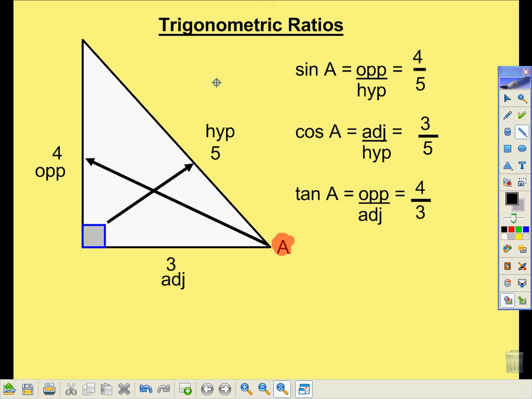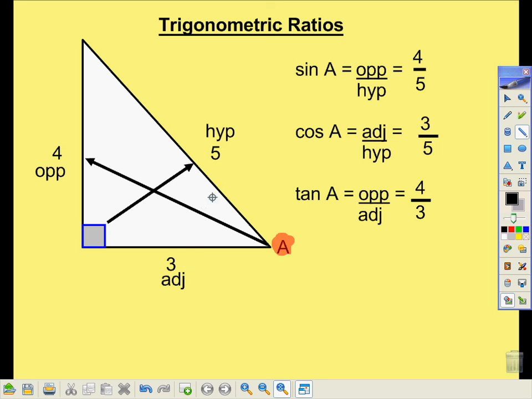Alright? And that is your trigonometric ratios. That is just your simple setup. Again, the key to all the trig stuff that we're about to get into is that you have to be able to identify where you're at, which here happens to be angle A. What's opposite the angle that you're at? Where's the hypotenuse? And then finally, what's adjacent?